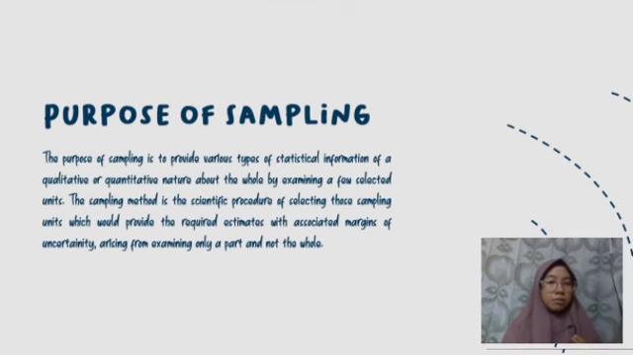What are the purposes of sampling? The purpose of sampling is to provide various types of statistical information of a qualitative or quantitative nature about the whole by examining a few selected units. The sampling method is the scientific procedure of selecting the sampling units which would provide the required estimates with associated margins of uncertainty, arising from examining only a part and not the whole.